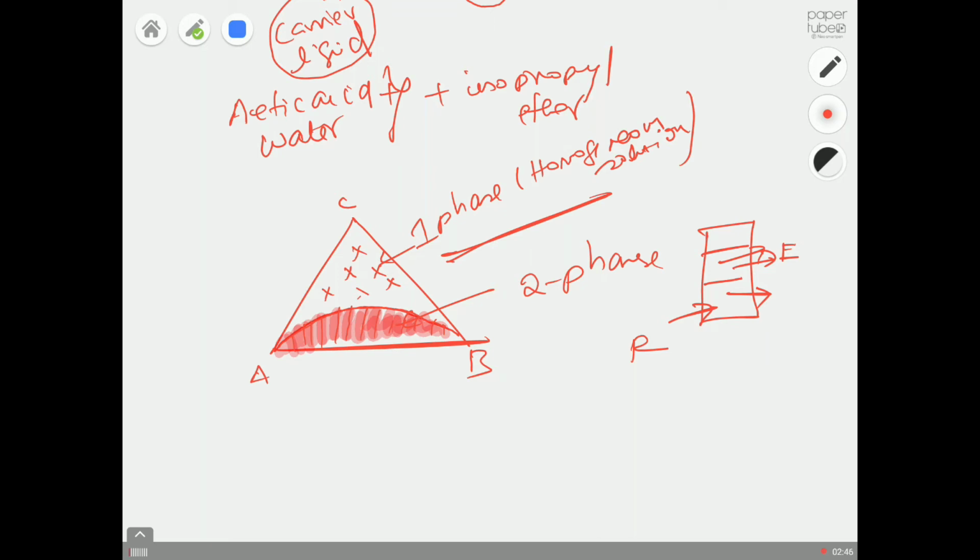I will show you later, maybe in the next tutorial or lecture. And then don't forget, C is your solute, A is your carrier liquid, and B is your solvent.